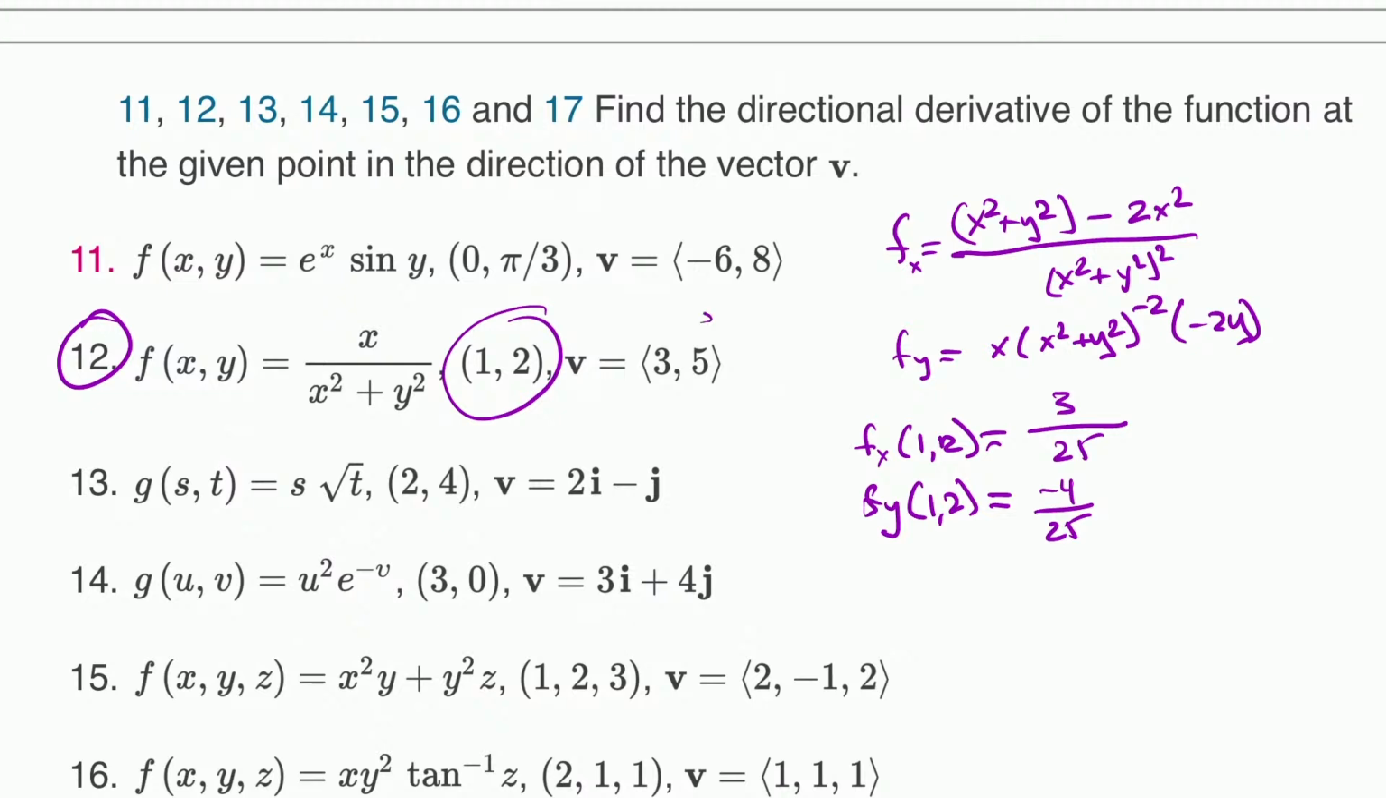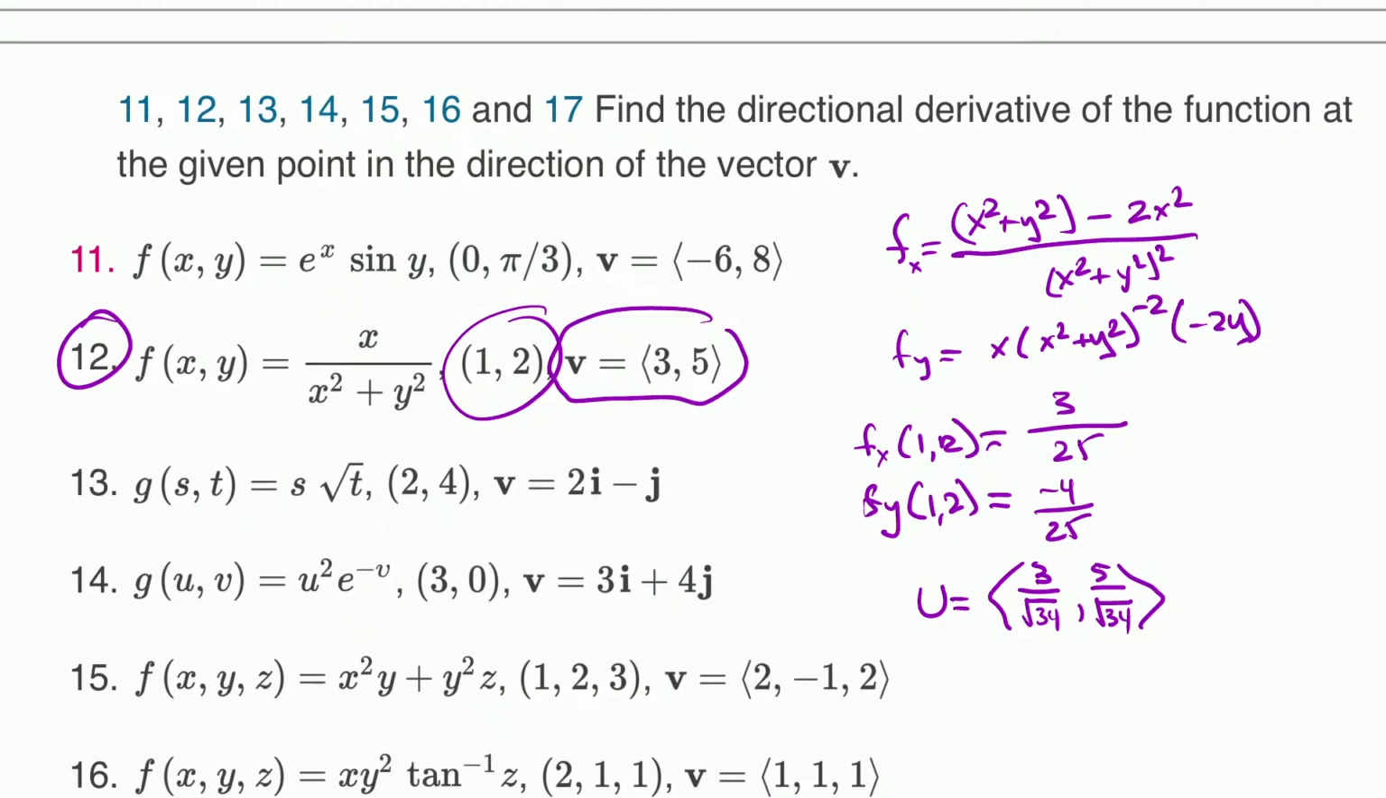Okay, now I need to do the directional derivative, but you'll notice that v is not a unit vector, so I need to write that as a unit vector. So the unit vector that points in the same direction as v is this, 3 over the magnitude of v and 5 over the magnitude of v. The magnitude of v is the square root of 34. How do I know that? Because I can square 3 and I can square 5, both in my head, and add them together. 3 squared 9, 5 squared 25, add them together, you get 34.